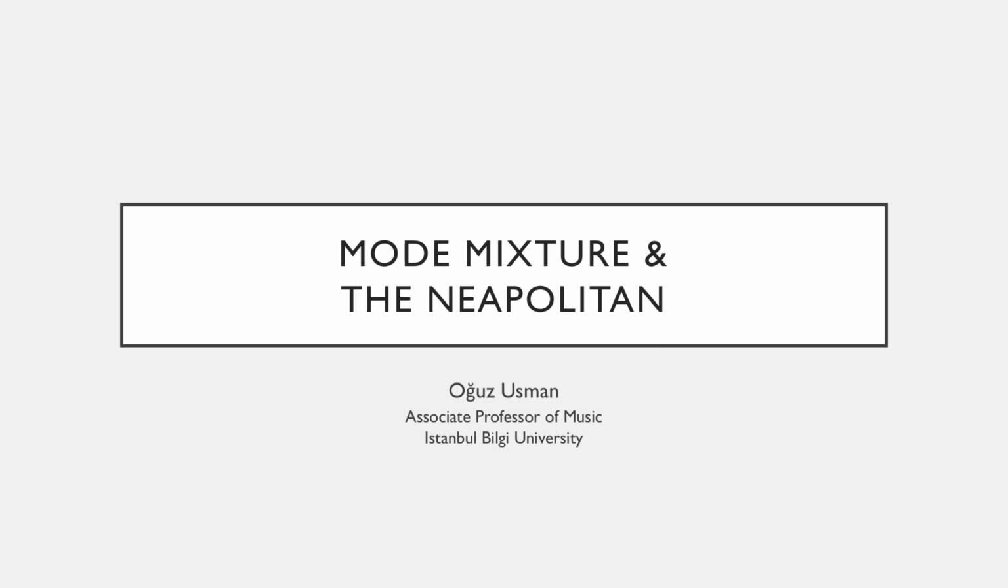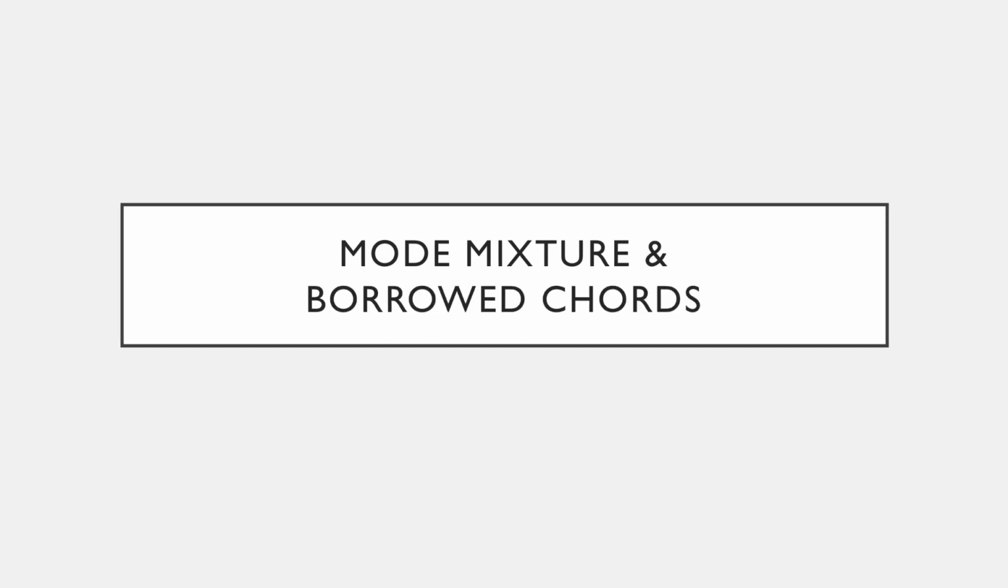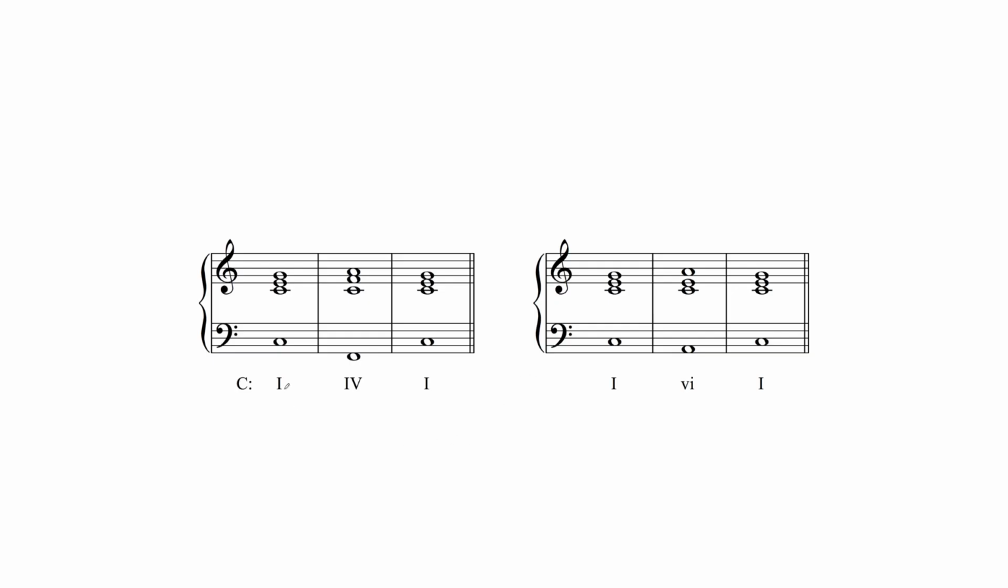Hello. In this lecture, we are going to talk about mode mixture and the Neapolitan. Let's start with mode mixture and borrowed chords. Here is a diatonic progression: 1 4 1 and 1 6 1. Please focus on these chords on the 4th degree and on the 6th degree. Let's listen to the progression.